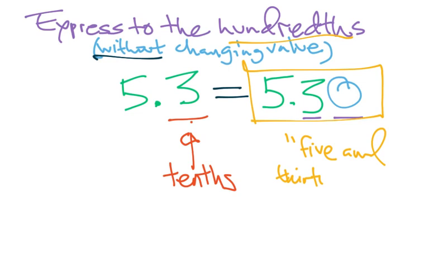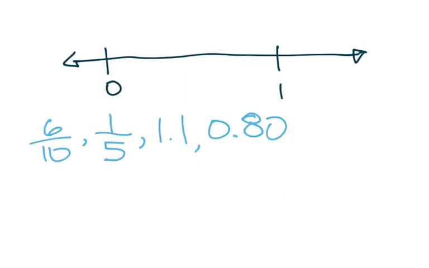5 and 30/100ths. Don't forget that D, people. Don't forget that D. Say it, and don't forget it. Hundredths. Yeah. A little bit more. Let's do more. Here I have a number line.